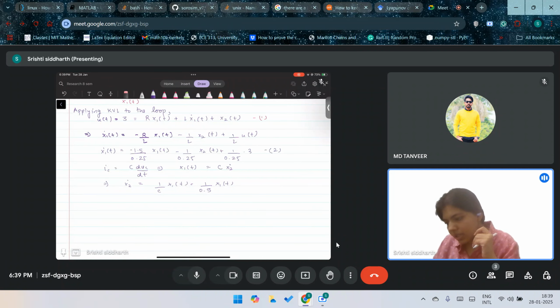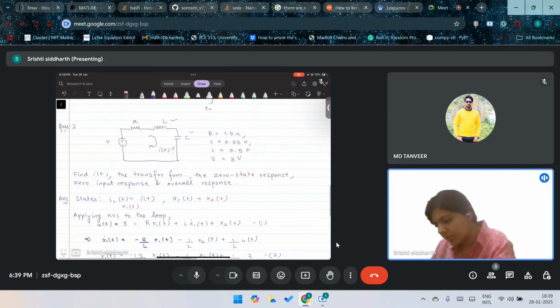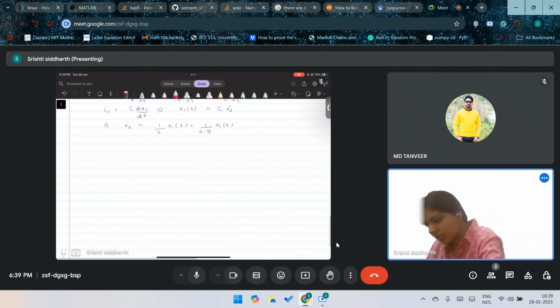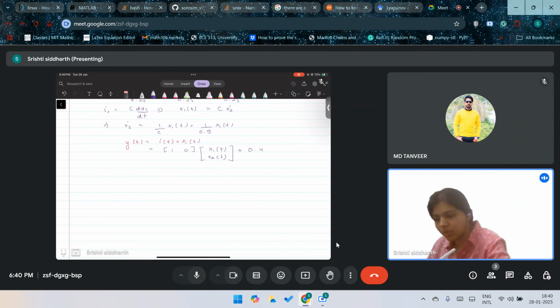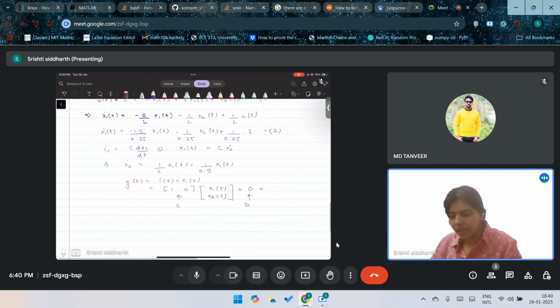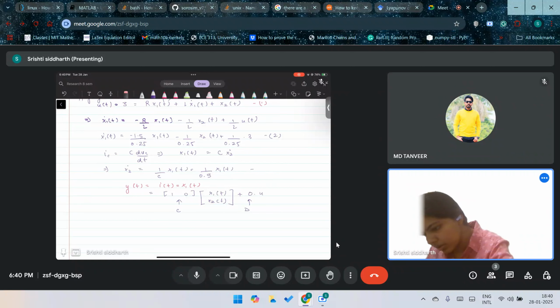Alright. And let's say that the output is y of t, because we need to find the current. So y(t) is the output, which is exactly equal to x1. So this is 1 0 times x1(t) x2(t) plus 0 times input. So this is C, this is D. Now we need to find the matrices A and B, and we can do this from equations 2 and 3. Alright, so let's just write down this quickly.